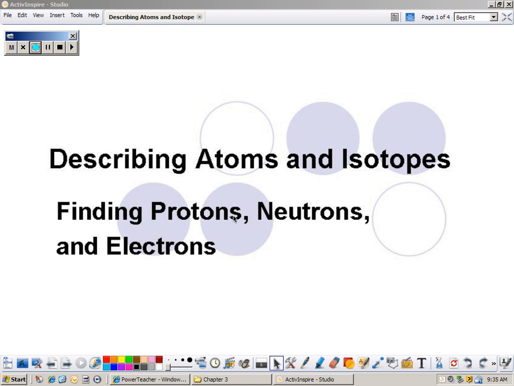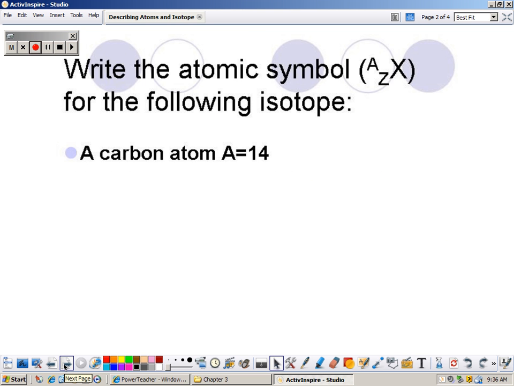Normally atoms of the same element always have the same number of protons. That never changes for an element. But the number of neutrons can change. When you have more or fewer neutrons in an atom, that gives you a different isotope. And the number of electrons can change because atoms can lose or gain electrons, but that doesn't change the element. The only thing that would change the element is changing the number of protons. So let's try some of these examples.